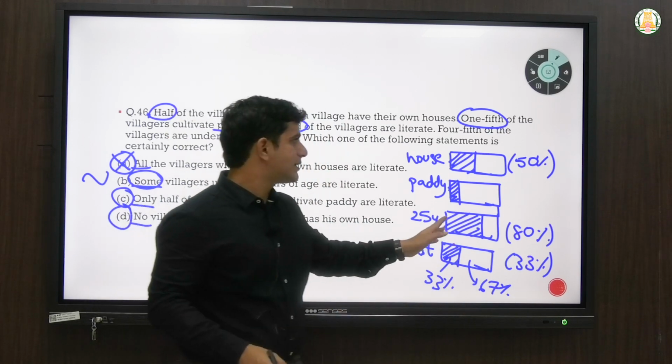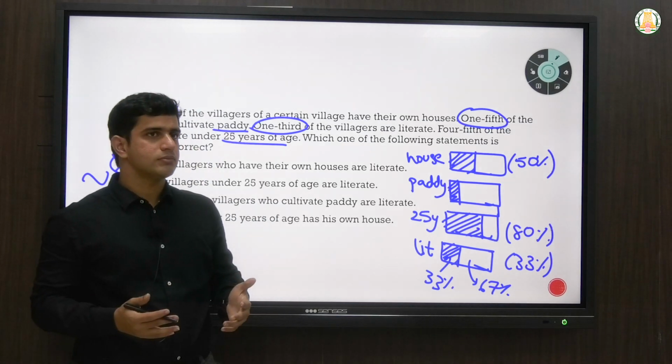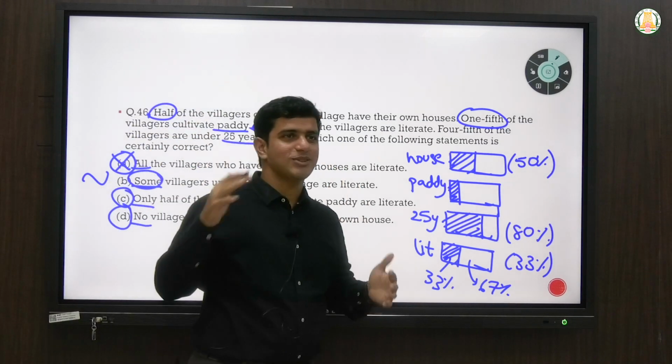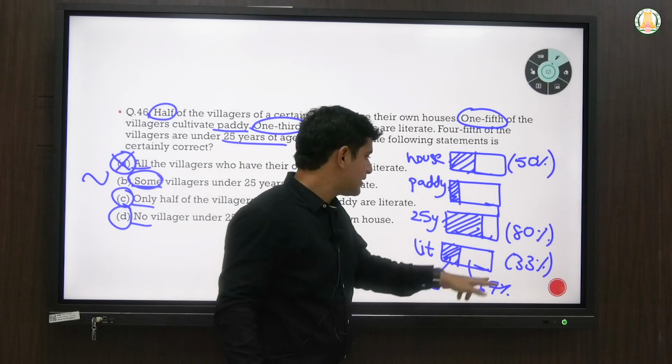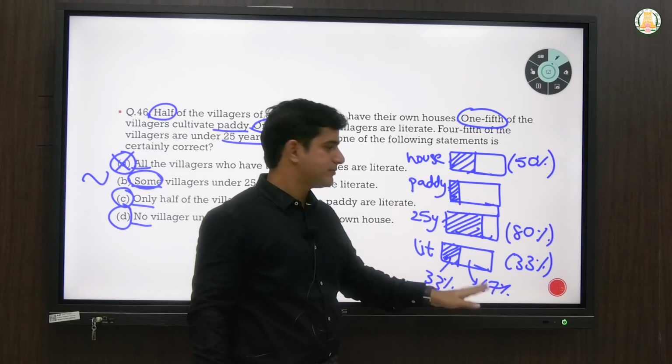That means at least 13% of them who are under 25 years are literates. Okay, gone above the head. So let's again we'll see. What is he saying is now 33% are literate, means 67% are illiterates.